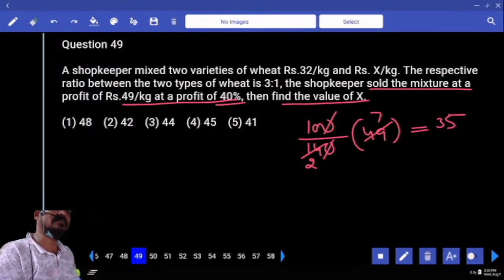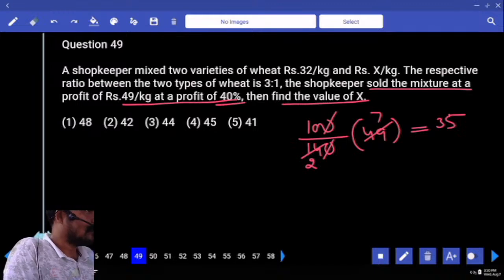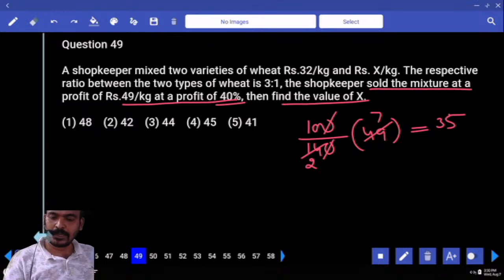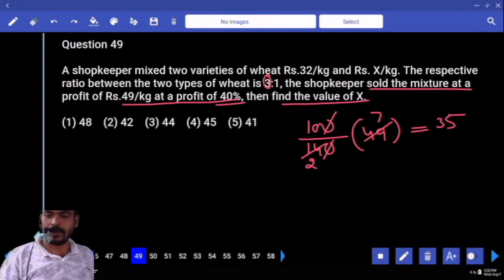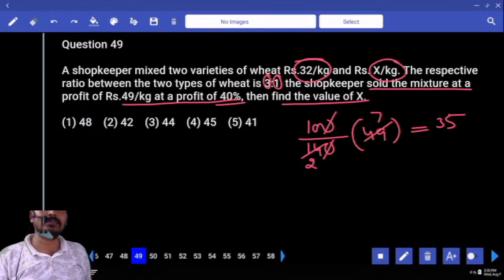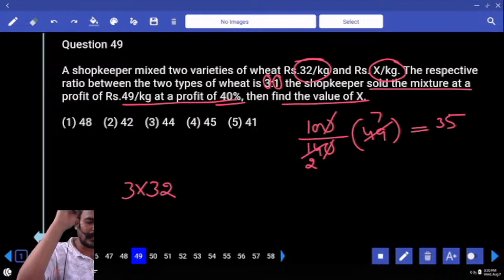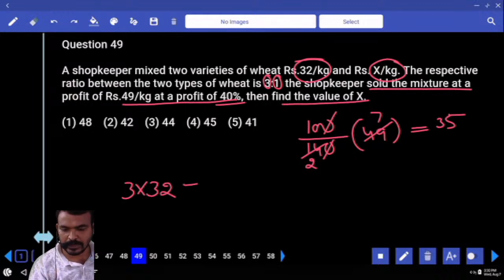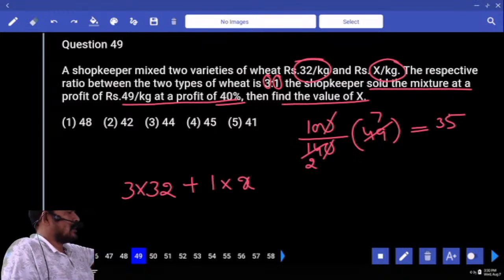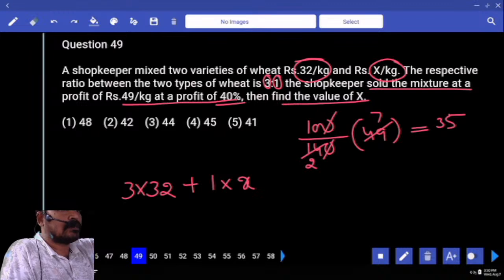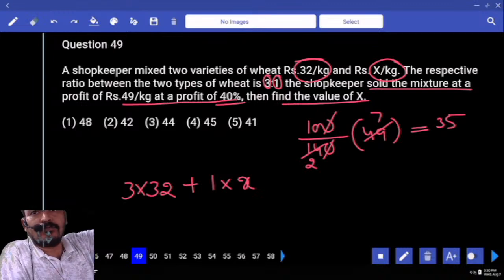That is the cost price of the mixture or the cost price of the second quantity? Cost price of the mixture. The first quantity is how many parts? 3 parts. For the first one, per kg is 32. The second quantity is 1 part, but for the second one, per kg is x. Then I write 3 into 32. It is the total cost of how many kgs? 3 kgs. Next, 1 kg, value per kg is how many rupees? x. 3 into 32 is the total cost of 3 kgs. 1 into x is the total cost of 1 kg.